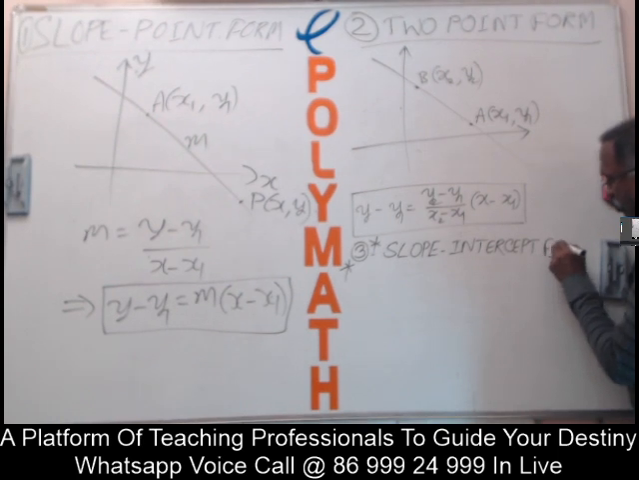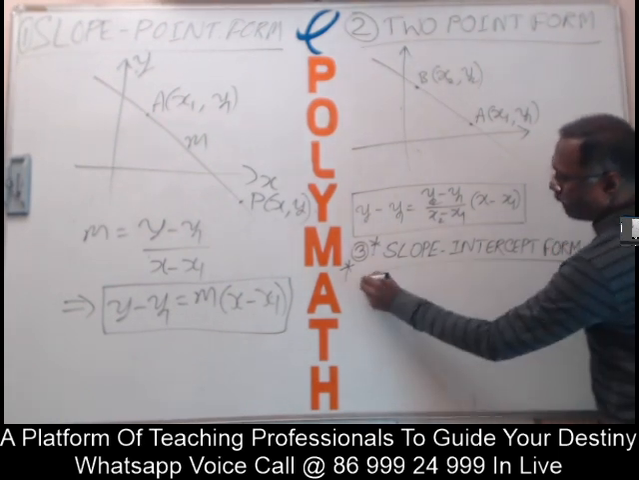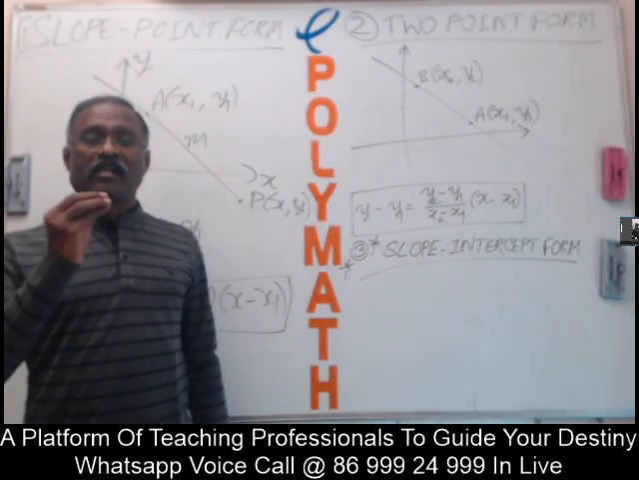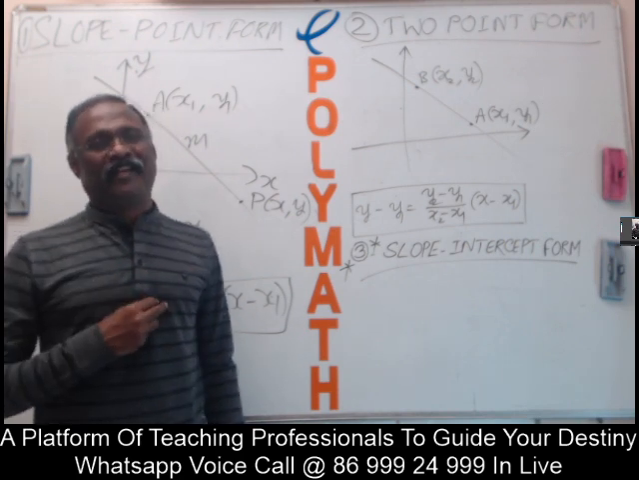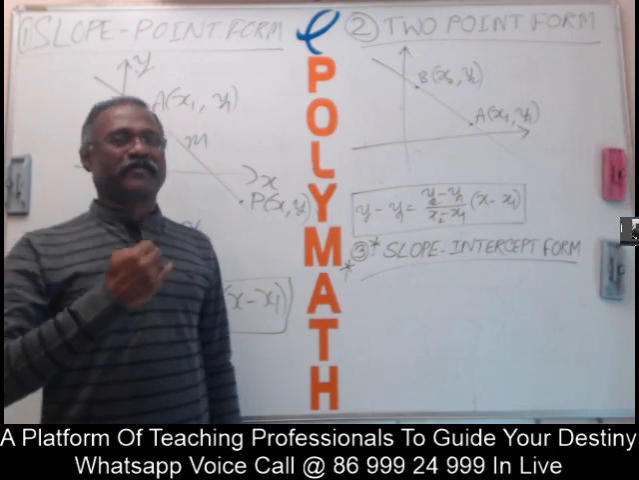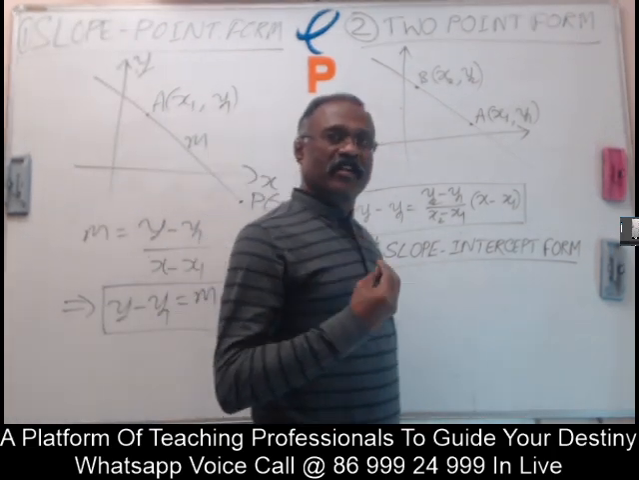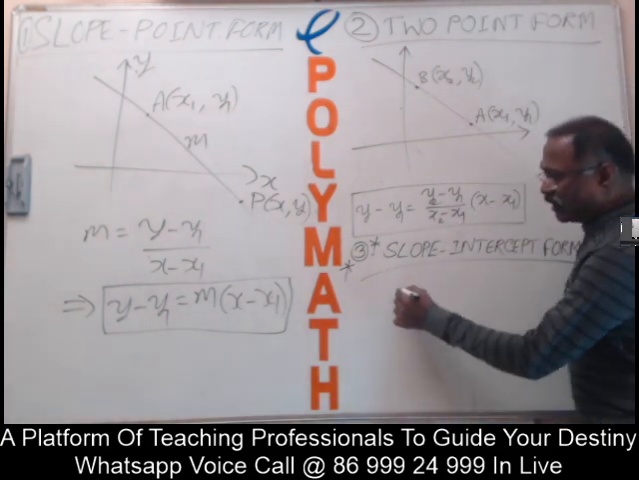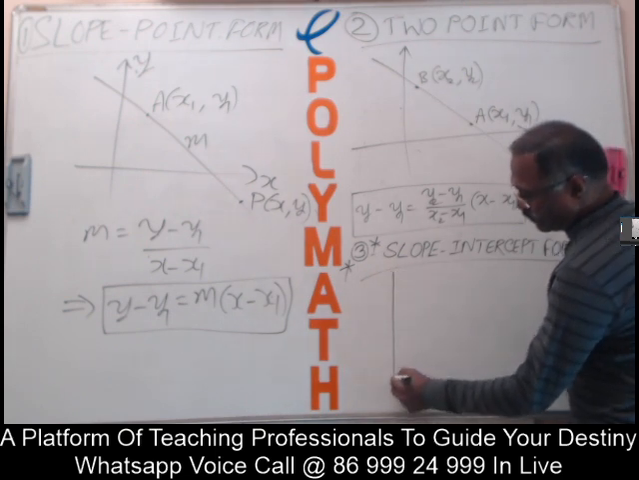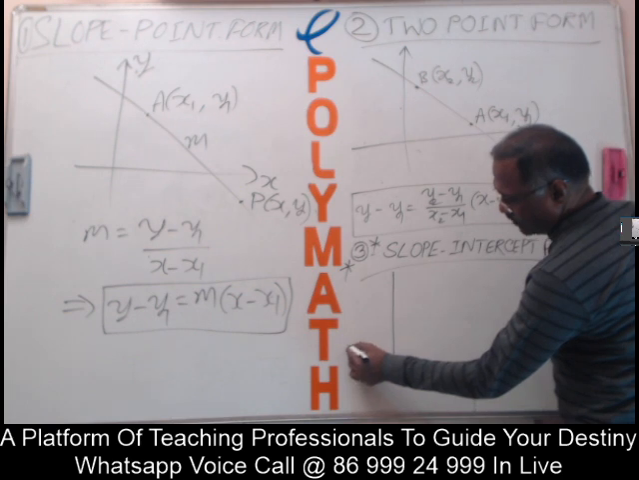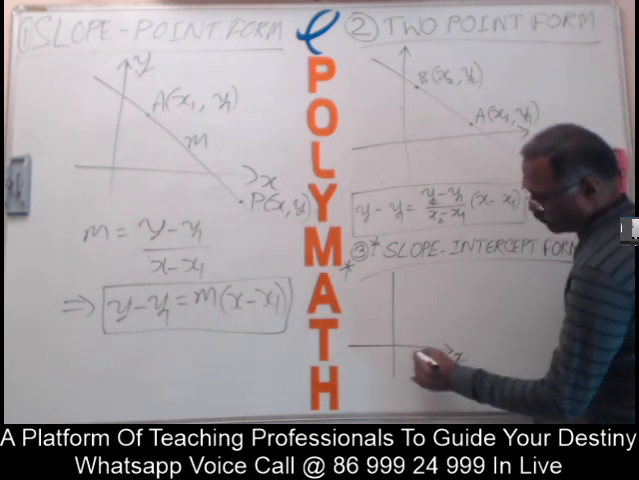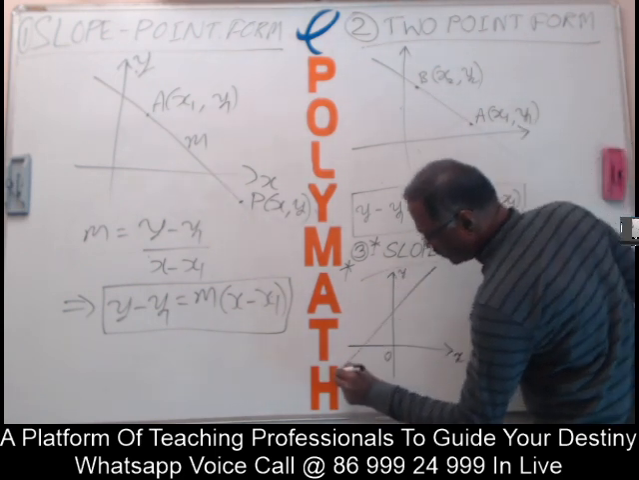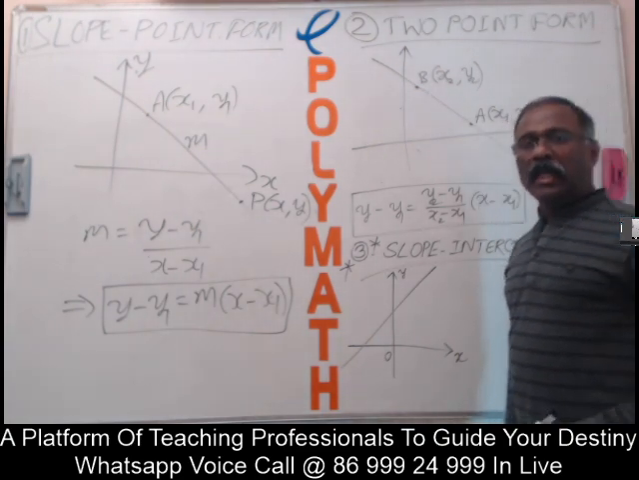What is this? Slope intercept form. Here also you have 2 items in the data. What are they? Slope is there, intercept is there. But which intercept is it? What is the meaning of intercept? You will understand that now. This is the y-axis. This is the x-axis. Now, a line is like this.